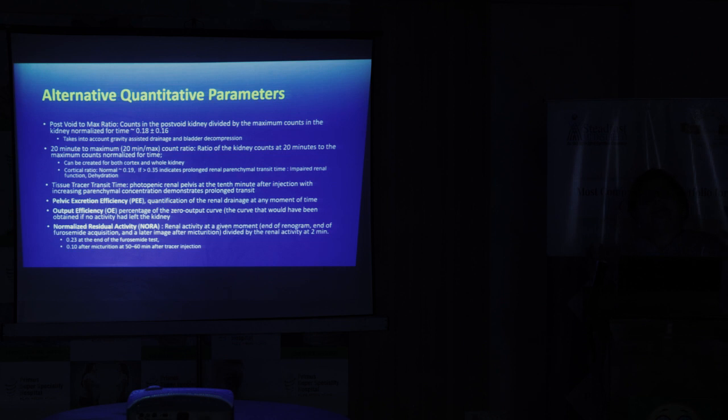So you may say that I had 10 millicurie in my kidney at 12 o'clock, and at 12:30 I have 5 millicurie, so we've achieved 50%. No, there is some physical decay also which has happened, so you have to incorporate that also in your calculations, right? Then we have something called the tissue tracer transit time or renal parenchymal transit time.